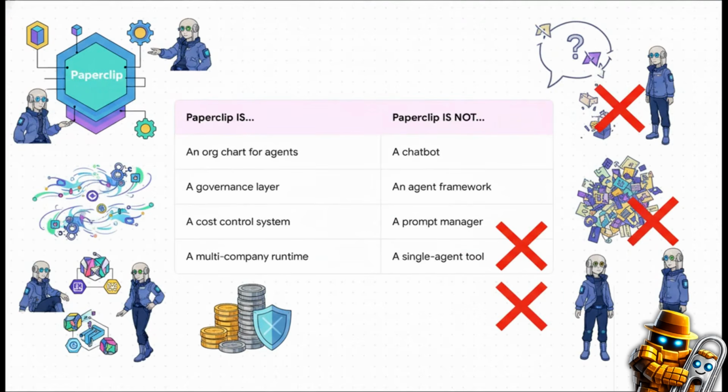To answer that, you really have to get what Paperclip is, and maybe more importantly, what it isn't. It is an org chart. It is a governance layer. It is a cost control system. What it's not is a chatbot. And it's not a framework like LangGraph for building agents from scratch. Think of it as the management layer that sits on top of all the agents you already use or build.